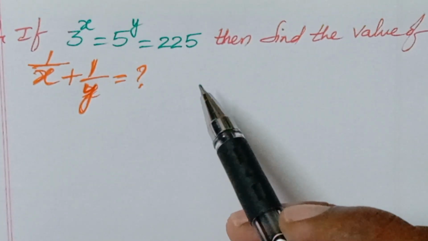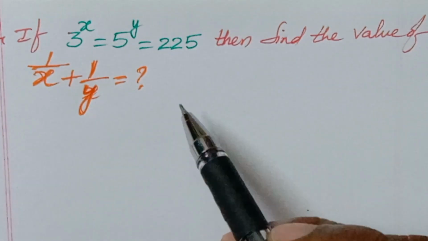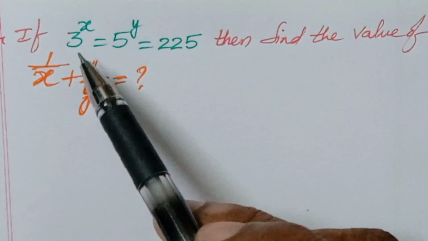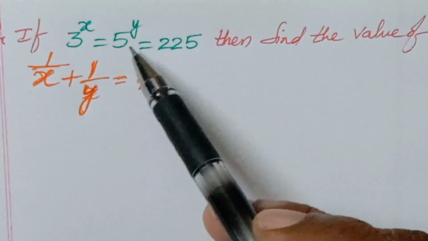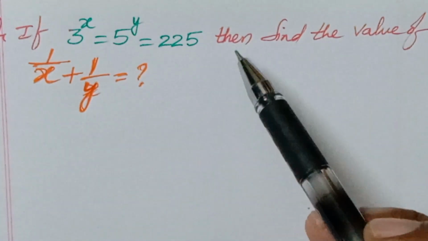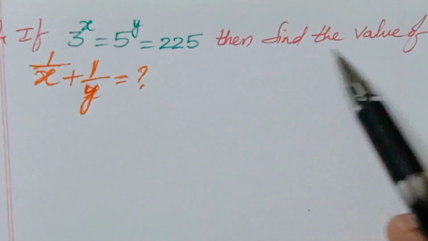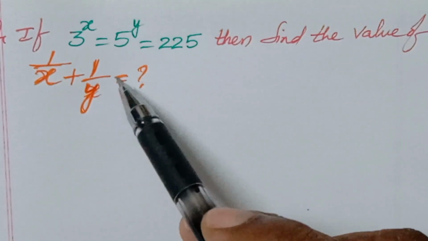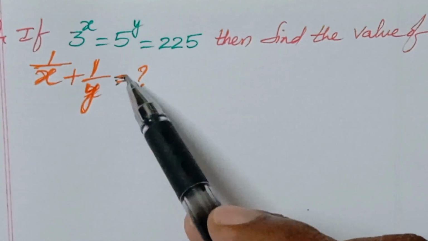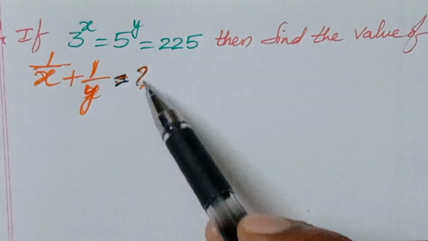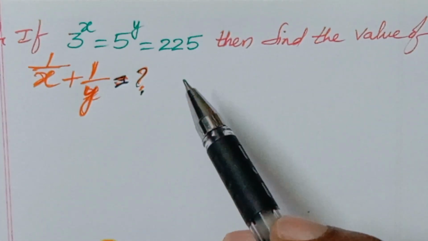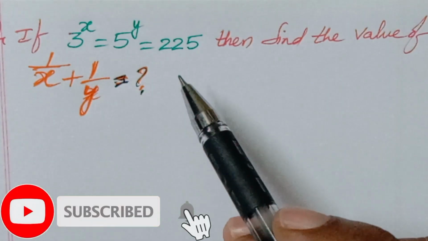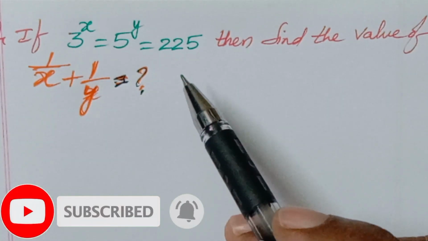Today we are going to see one logical problem. The question is: if 3 power x equal to 5 power y is equal to 225, then find the value of 1 by x plus 1 by y. So here some logic is there. That's why this problem is selected. As we are going to solve this problem, before starting, pause the video and try it.